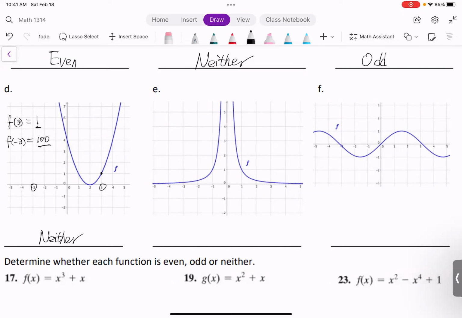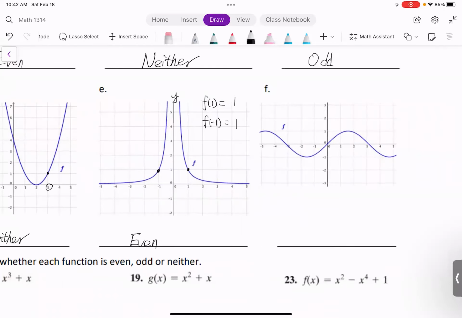Okay, let's see this one. This one must be an even function because it's symmetric along the y-axis. The y-axis is like a mirror. Both sides, they are the same. You can also do the test. F of 1, is that equal to f of -1? Okay, f of 1 equals 1. F of -1 is also 1. Yes, they are the same. So that's an even function.